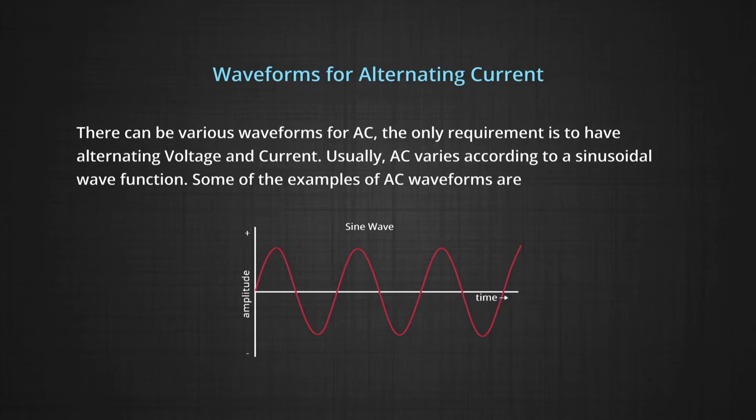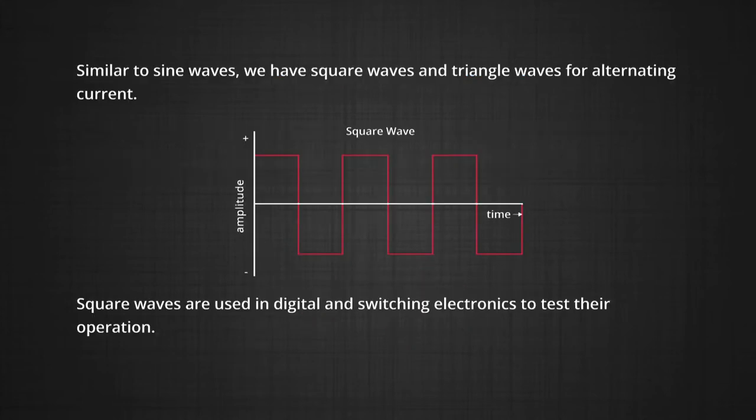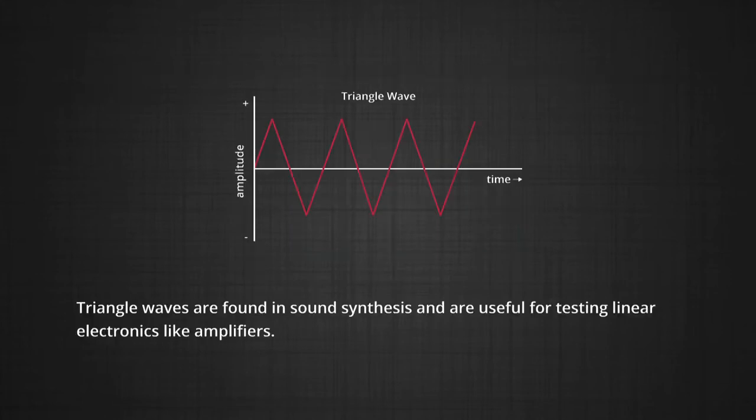If you see this, initially we have that sine wave, and now we can see another type of AC wave, how it looks if it is digital. Square waves are used in digital electronic circuits for testing operation. At the same time we can see the AC wave as a triangle wave, which is found in sound synthesis, and these are very useful in testing linear electronics like amplifiers.